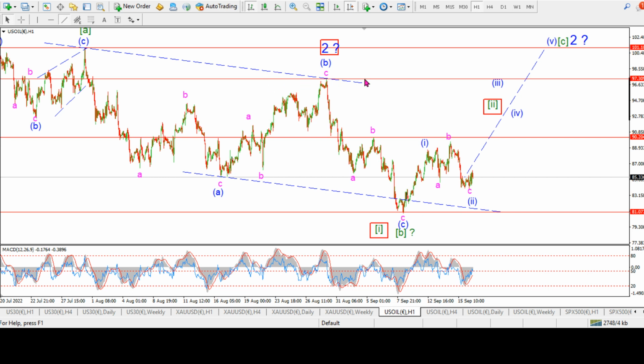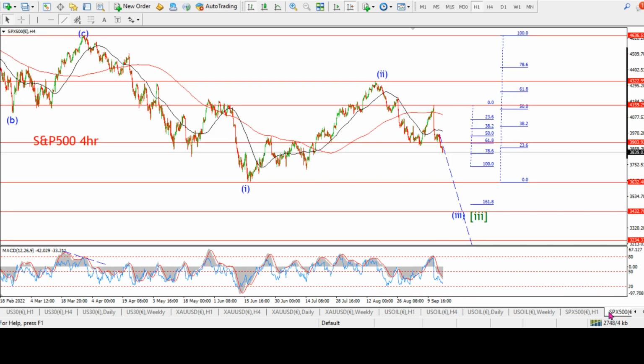If we break that interim high at $97, then I think we are going to do that expanded flat correction above 101 in wave 2. So we'll see how that goes. Right. Crude oil. Let's get into the S&P.